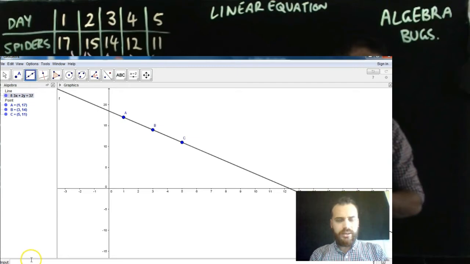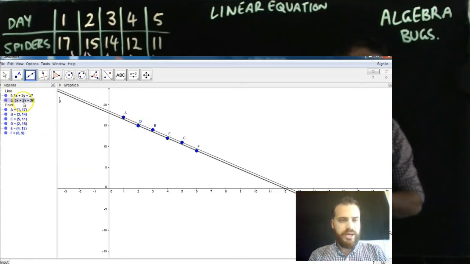Alright, so there was a problem. That equation didn't work for us. So I'm going to have to use a different one. And I'm going to use our other points. So 2, 15, E equals 4, 12, F equals 6, 9, and then I'll draw a line through those points. And that equation, 3x plus 2y equals 36, that's going to be our equation.